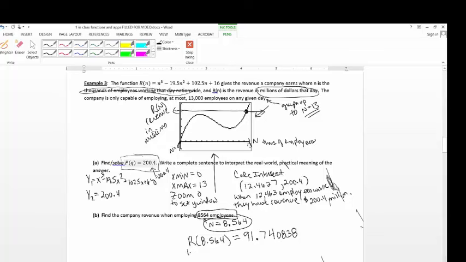It's saying when 8,564 employees work, the revenue is $91,740,838. And that again is if we round to the nearest dollar, which is pretty accurate for a model, but still, that is literally what it would mean.